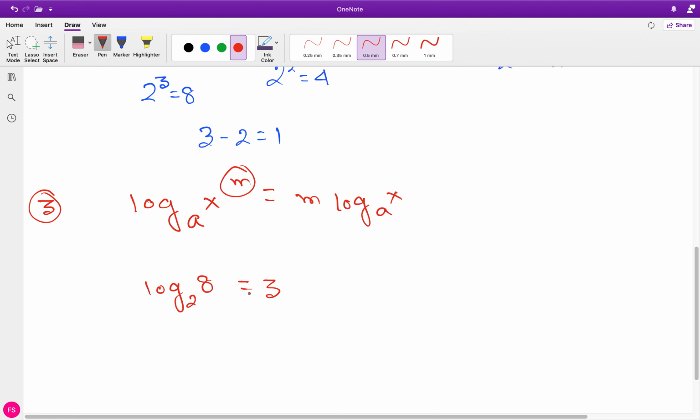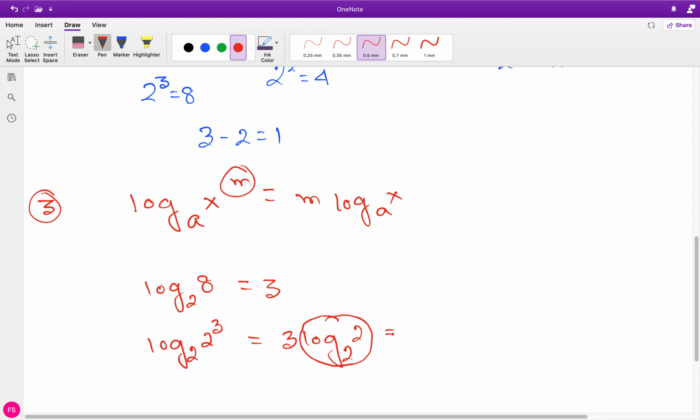We can also rewrite this equation as log of 2, and then instead of 8, we can write 2 to the power of 3. According to this formula, the power goes to the front and you still have the same value. So if the 3 goes to the front, this will give us 3 log of 2 base 2. Now, what does this equal to?